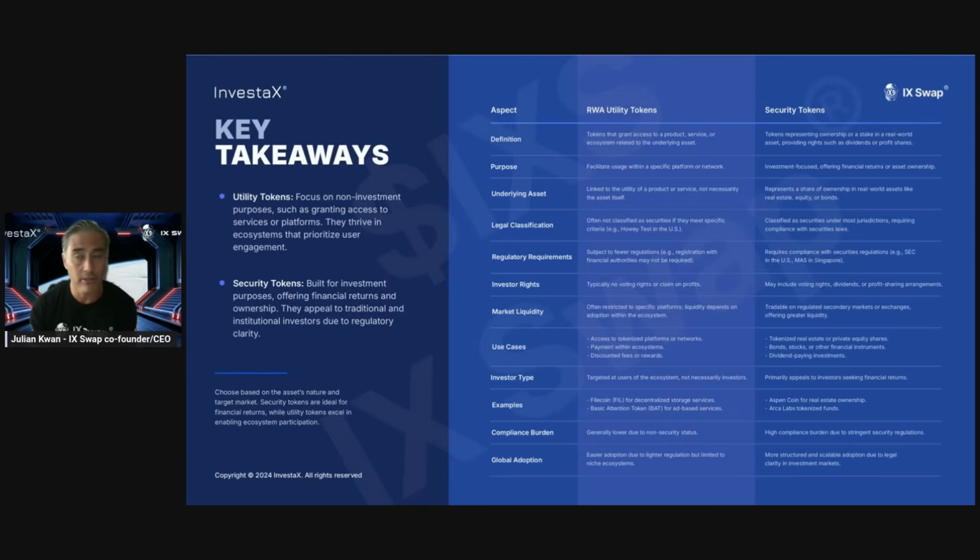IXS token: buy it on Uniswap, buy it on centralized crypto exchanges. It's our BNB token, it's our Uni token, it's our platform token. You can stake it to get rewards in RWA tokens, and you can use it to get discounts on fees. It has all these utility uses, but itself is not equity, it's not debt, it's a cryptocurrency. There you go.